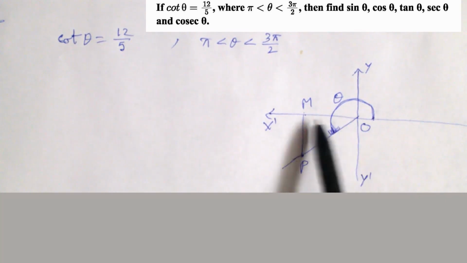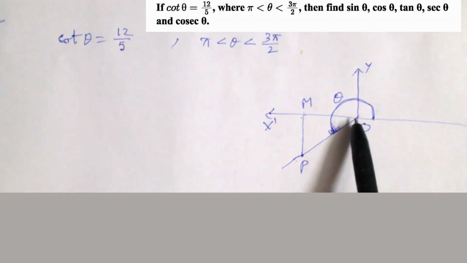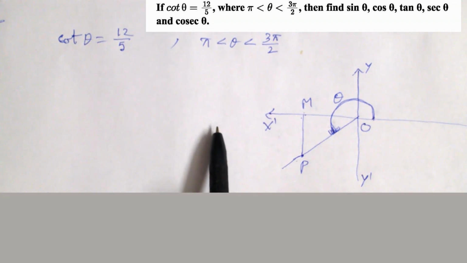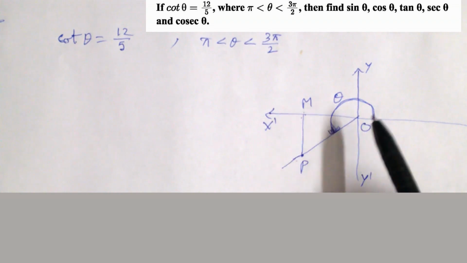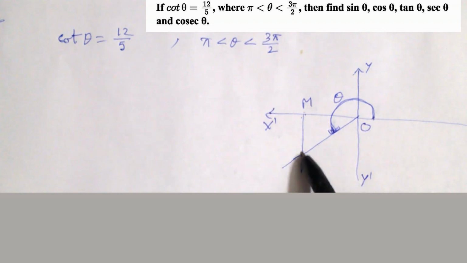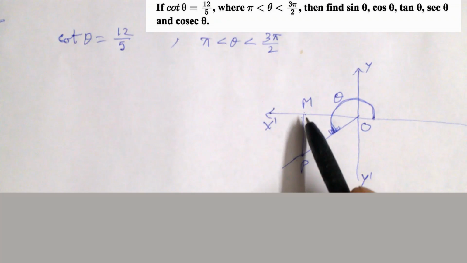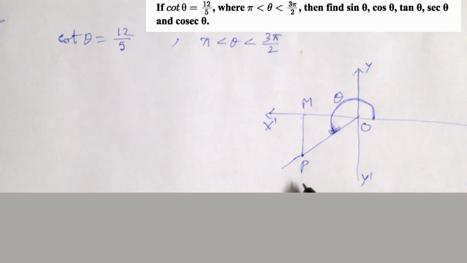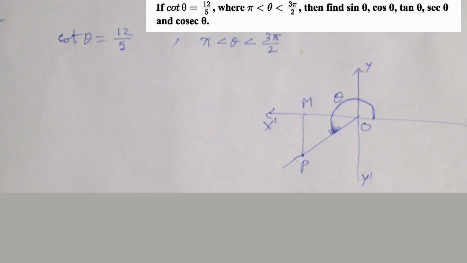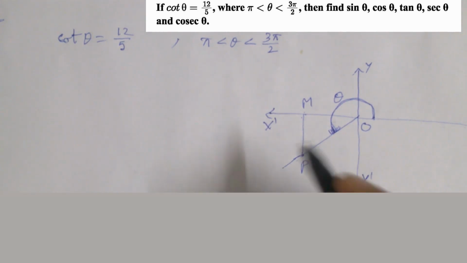Obviously OM is measured to the left side, so it is negative. PM is also negative because it is measured downwards. OP is always positive. From trigonometry we know that cot theta is equal to base by perpendicular.